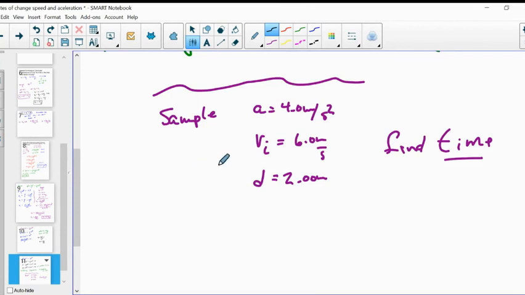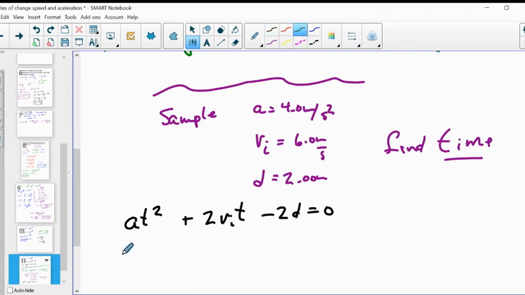So let's use that equation to solve some kind of problem. So here we have the acceleration of 4 meters per second squared. The initial velocity is 6 meters per second, and the distance traveled was 2 meters. And I want to know how long the time was in seconds to do this. So once again, we had our equation, which was at squared plus 2 times the initial velocity multiplied by t, subtract 2 times the distance equals 0.